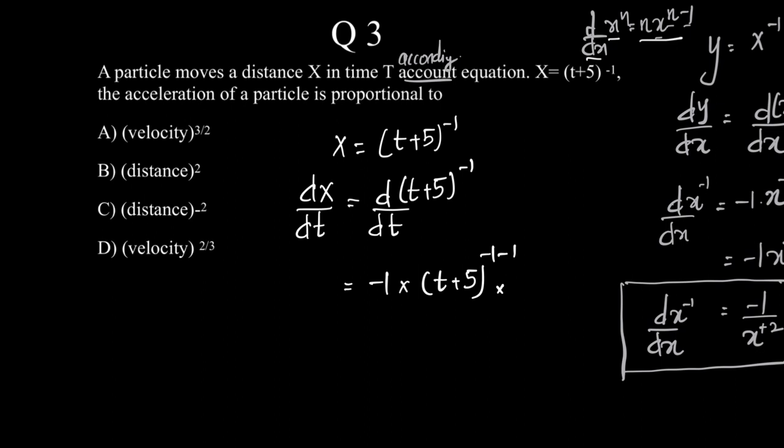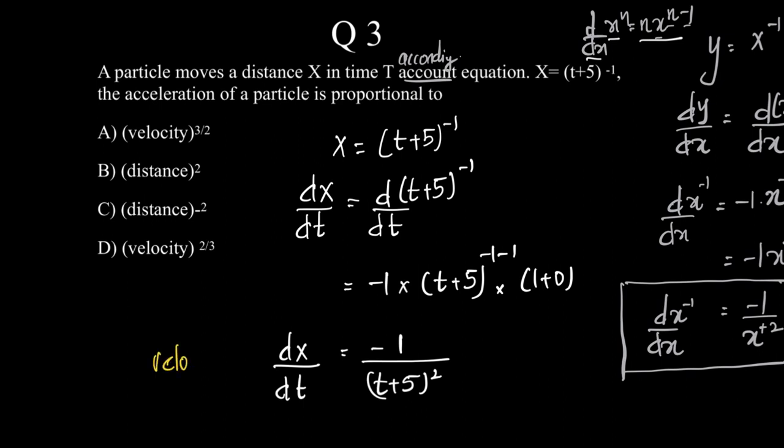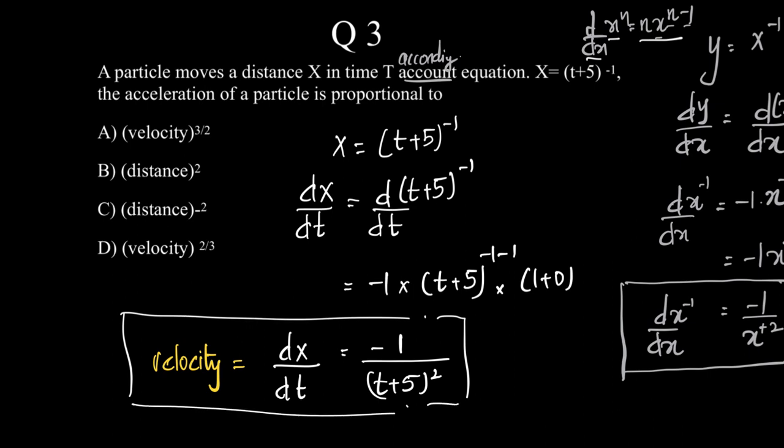into d by dt of t plus 5, which is 1 plus 0. So this further becomes minus 1 by (t plus 5) the whole square. So dx by dt is equal to minus 1 by (t plus 5) the whole square. Now what is dx by dt? We know that velocity is equal to dx by dt, and it is minus 1 by (t plus 5) the whole square.